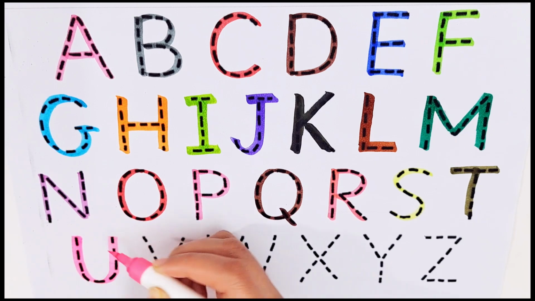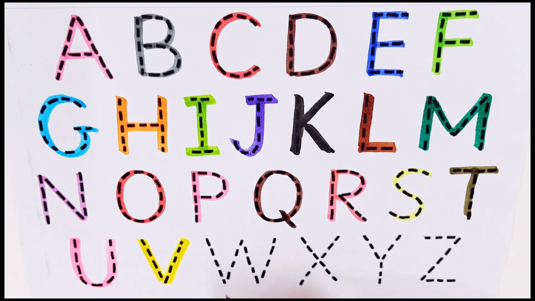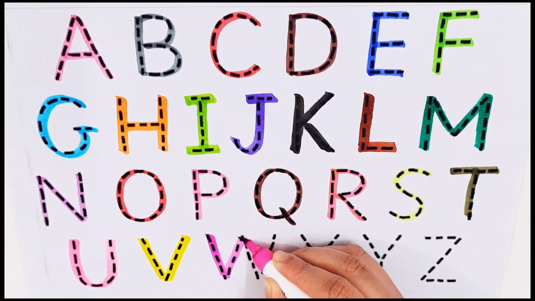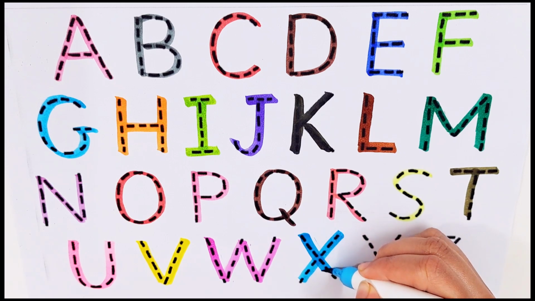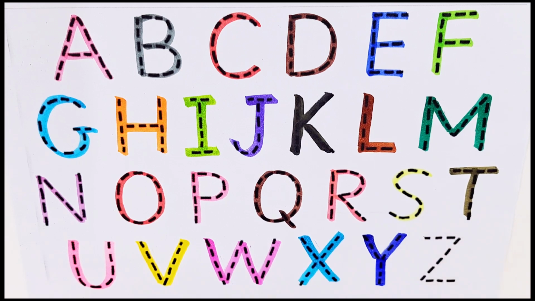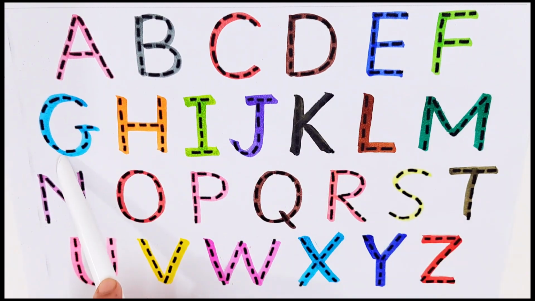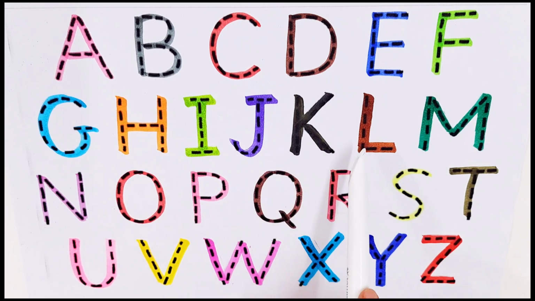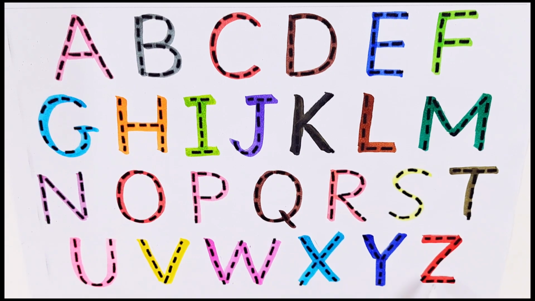U for umbrella. V for vase. W for window. X for X-ray. Y for yam. Z for zero. A B C D E F G H I J K L M N O P Q R S T U V W X Y and Z.